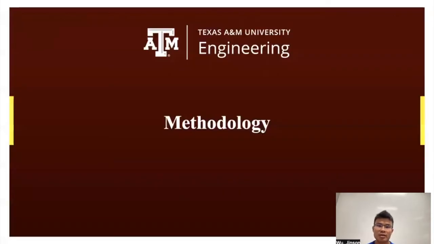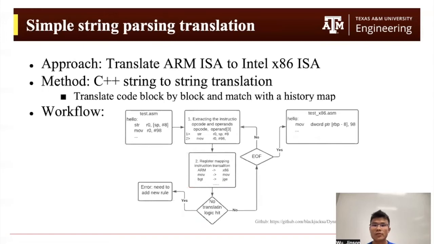Here we're going to present our method. Our first approach is by using C++ and the library string comparison. By reading in an assembly file, we can parse the file line by line. After checking the opcode and operands in each line, we compare the logic with the history tables to see if the block of code can be translated. Upon finding the matching logic in the history map, we move on to the next block. If not, then an error will occur.